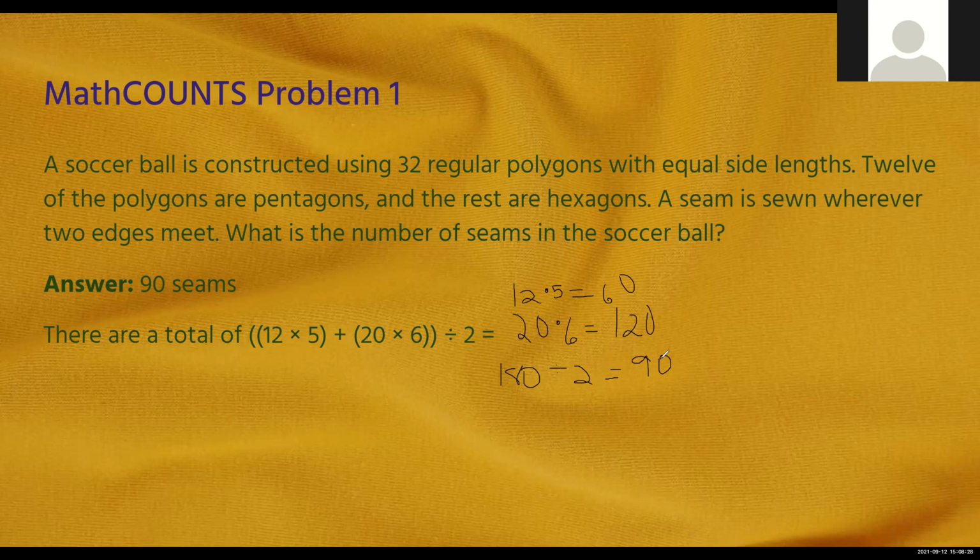Because understanding the logic to get there can sometimes seem a little hard, especially when you're starting off. Does anyone have a question? Yeah, go ahead. So it says a seam is seen whenever two edges meet, right? That doesn't mean for every side. It means for every corner, right?